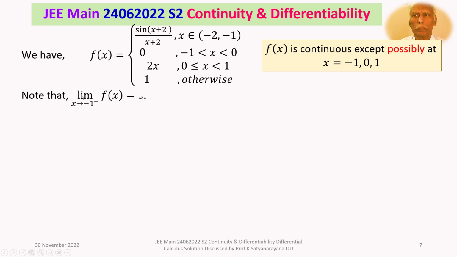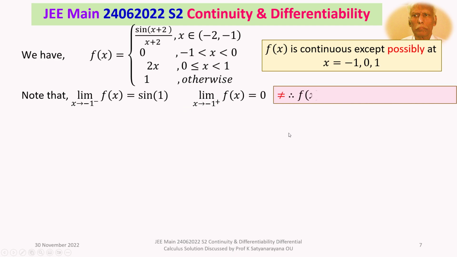Now note that the limit as x tends to minus 1 minus, that is the left limit, is sine 1. And the limit as x tends to minus 1 plus of f(x), that is the right limit, is 0. They are not equal, so there is a jump taking place. Therefore, f(x) is discontinuous at x equals minus 1.